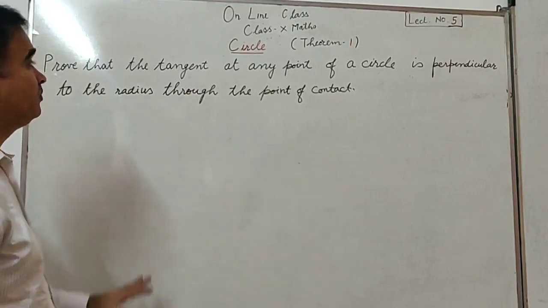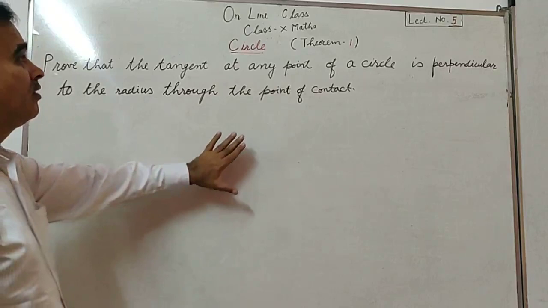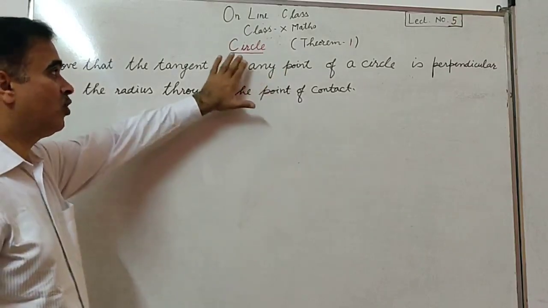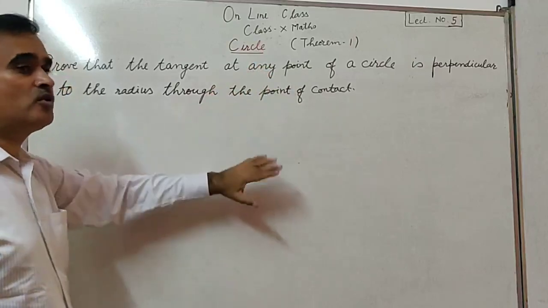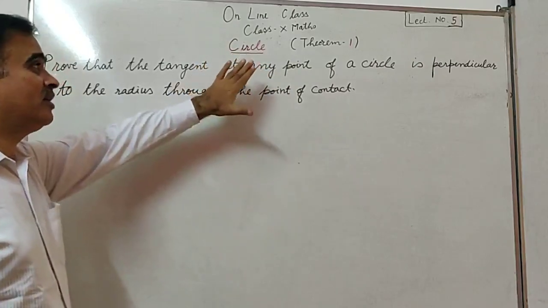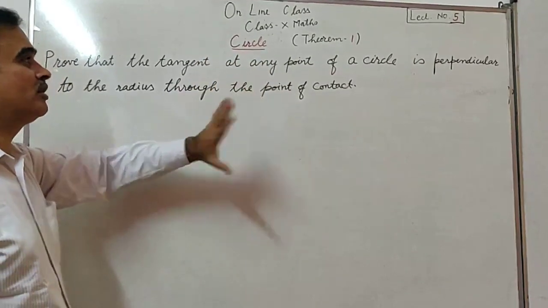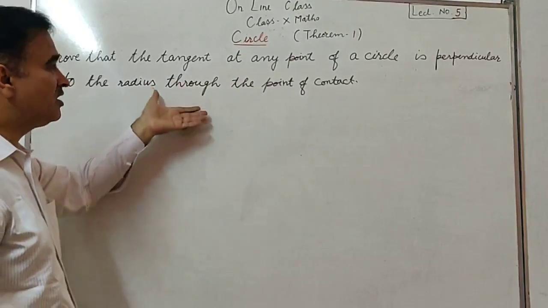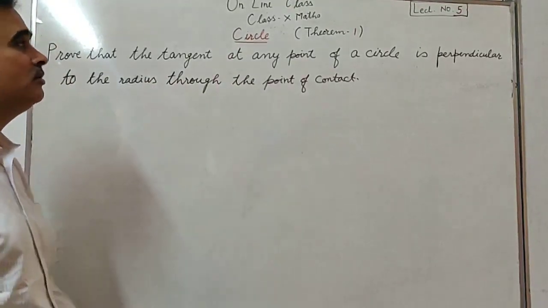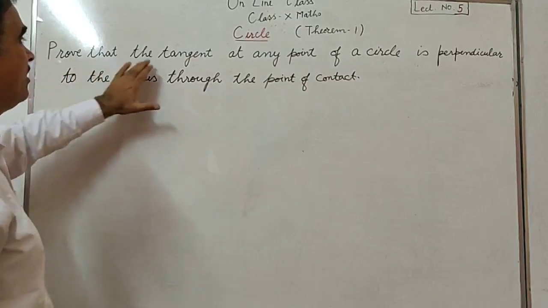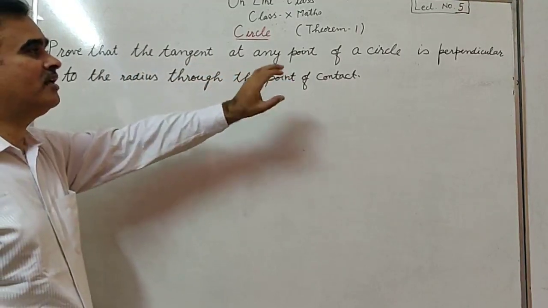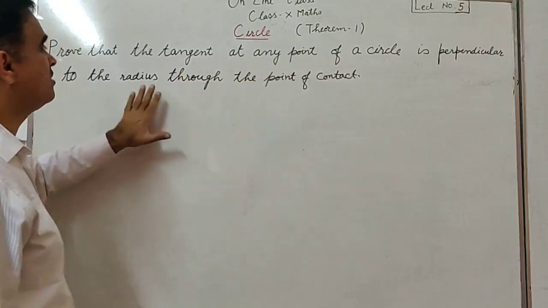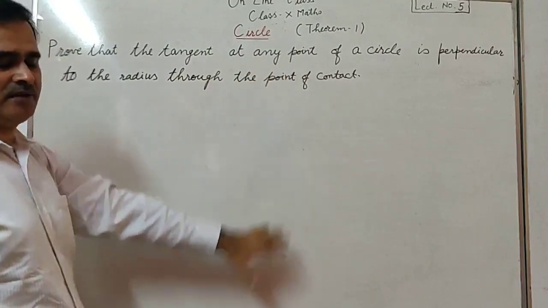Good morning, students. Today, in lecture number 5, the topic is circles and theorems. There are two theorems in this chapter, and we are taking the first, very important theorem, on the basis of whose result we will prove the next theorem also. Prove that the tangent at any point of a circle is perpendicular to the radius through the point of contact.